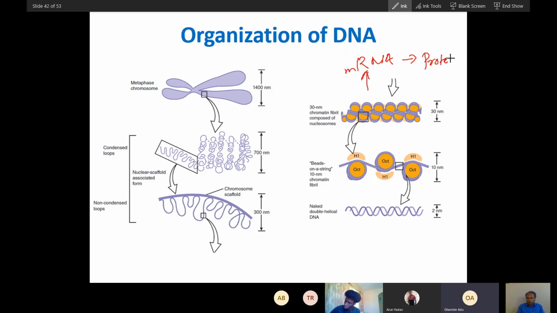So in what form does this DNA exist in our body? In permanent cells, the DNA generally exists in this chromatin fibril. That is why this is called chromatin fibril, the 30 nanometer form. Did you understand this?